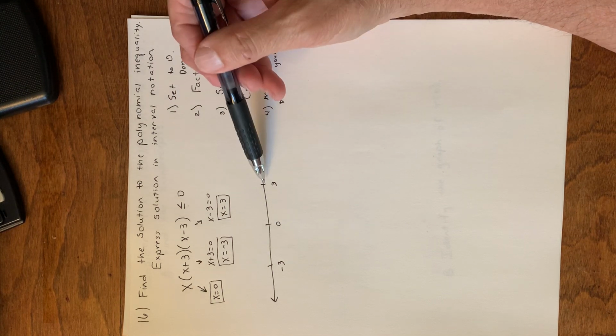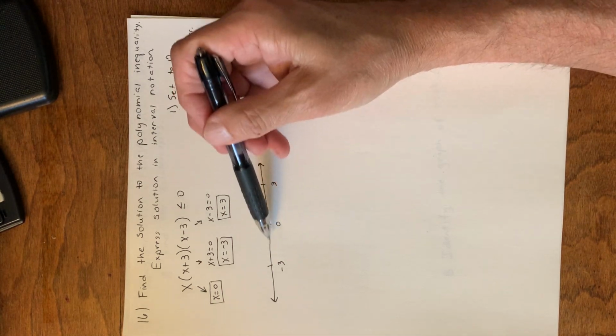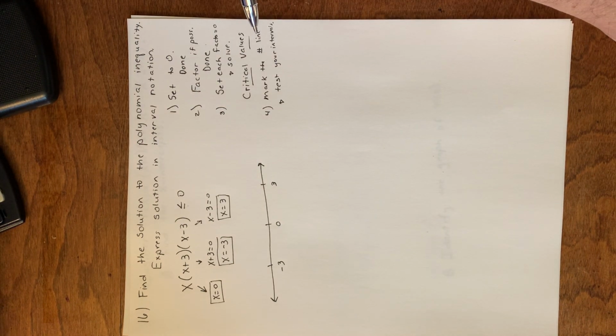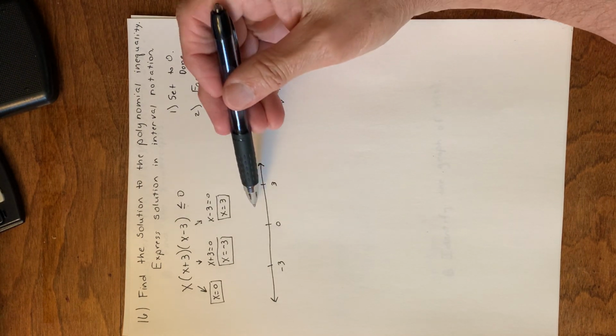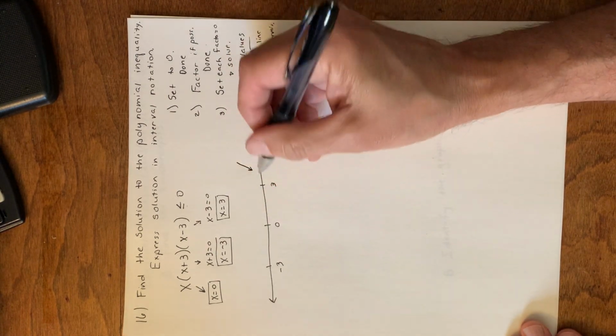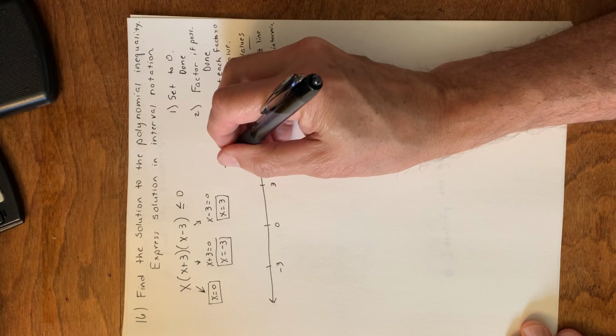And you remember the concept. Everything in these intervals, these parts of the number line, everything works or nothing works. So what we're going to do is pick some values and test them. So let's test something in this rightmost interval. Let's test 4.